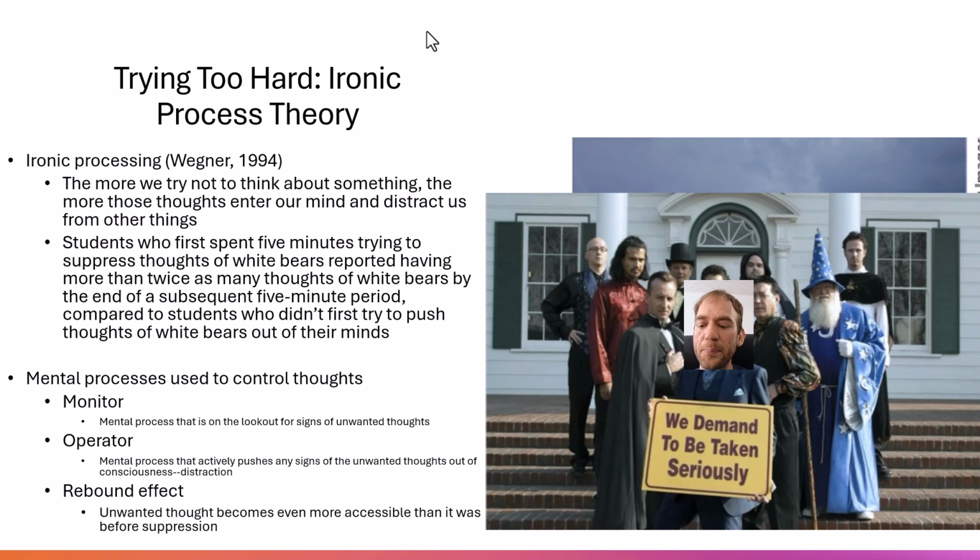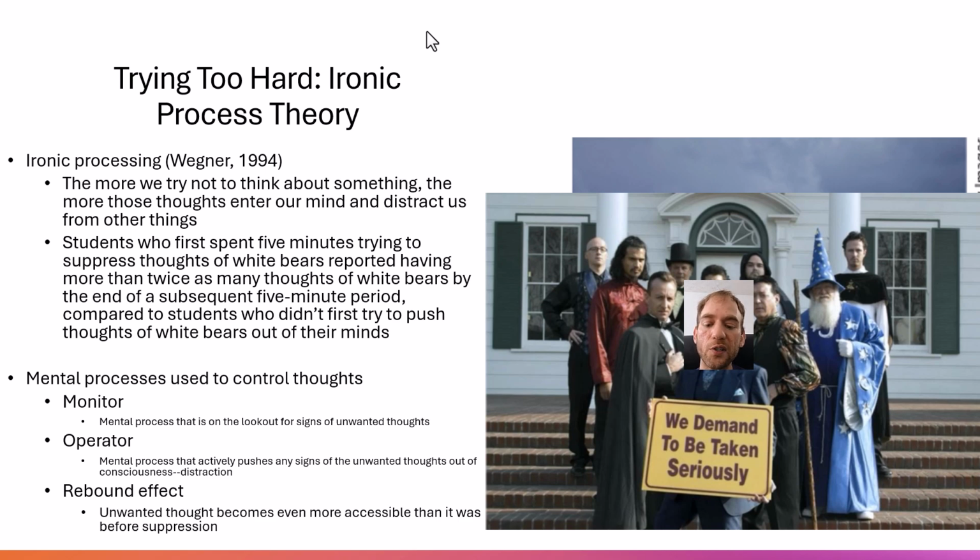To break down why this may occur, we have to walk through some of the mental processes used to control thoughts. The first, the monitor, which is a mental process that is on the lookout for signs of unwanted thoughts. The operator, a mental process that actively pushes any signs of the unwanted thoughts out of our consciousness through distraction, for example. And then we have this rebound effect. Unwanted thought becomes even more accessible than it was before suppression.